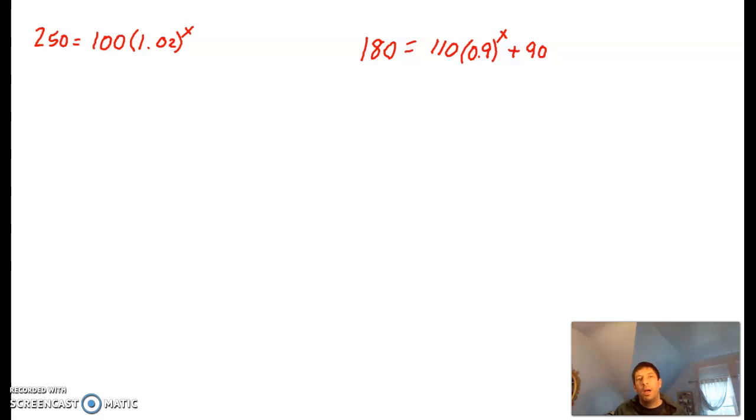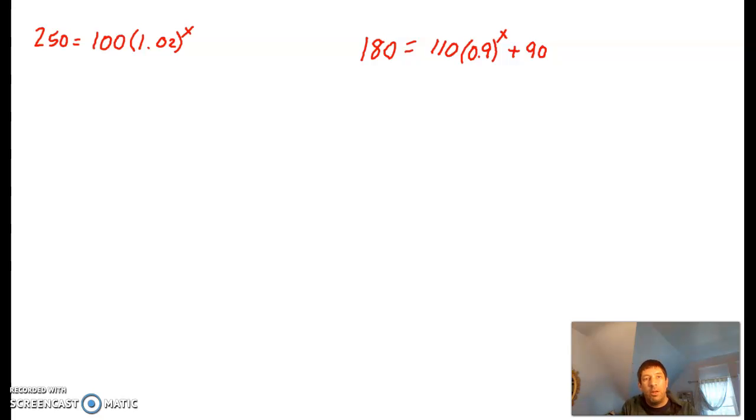Hey gang, I know some people wanted a little bit extra practice with solving some exponential equations by using logs. So we're going to take a look at three more problems here. I've got two of them up on this first slide. So the first one, we have 250 equals 100 times 1.02 to the x.